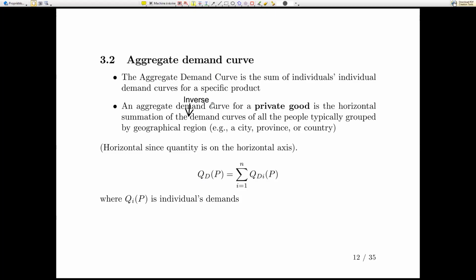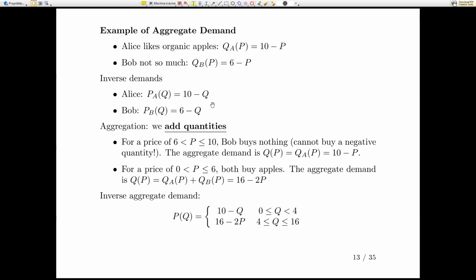So how does that look? Here is a small example, but maybe I should just go right away to the illustration. First of all, what are my demands? I have 2 people, Alice and Bob. Alice likes organic apples. So this is the demand of Alice, QA of P: how much Alice wants to buy at a certain price, which is 10 minus P.